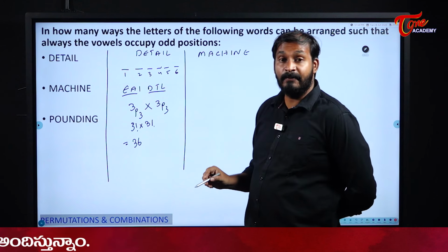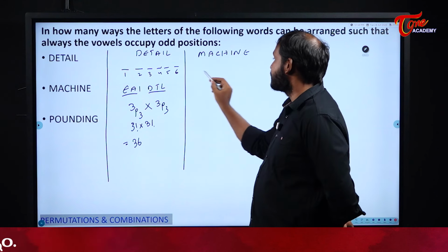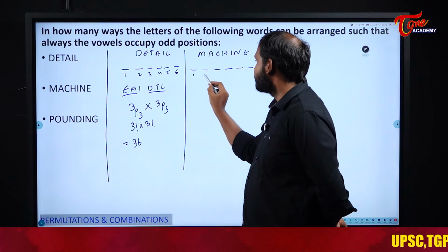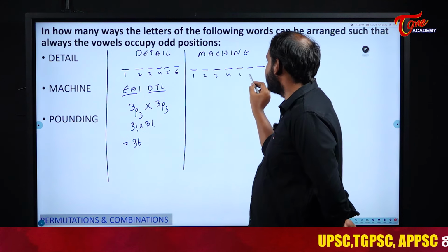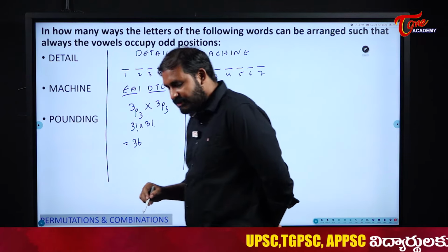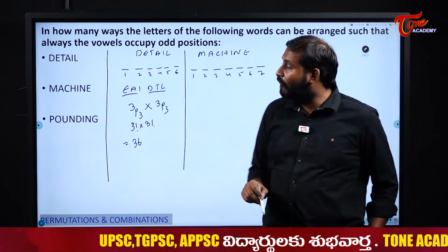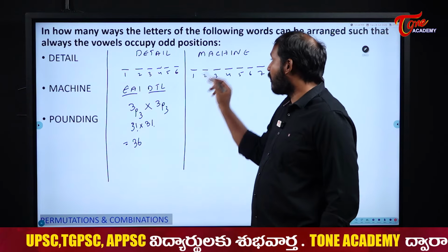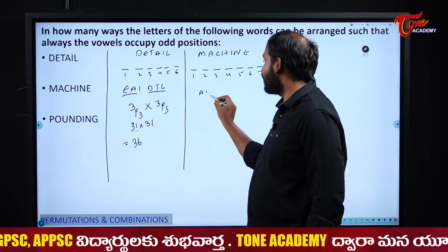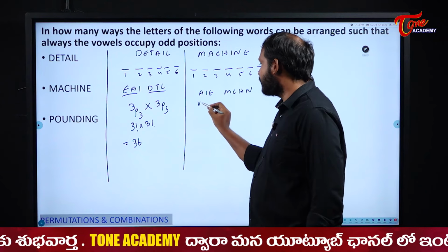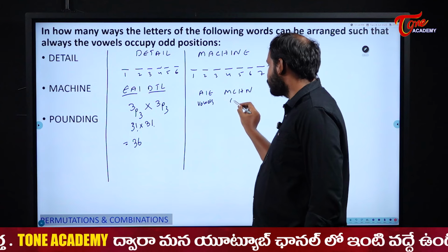Machine. So total how many positions are there for me, students? 7. 1, 2, 3, 4, 5, 6 and 7. In 7 positions, how many odd positions will I have? 4 odd positions. And how many vowels do I have here? A, I, E. And M, C, H, N. These are vowels and these are consonants.